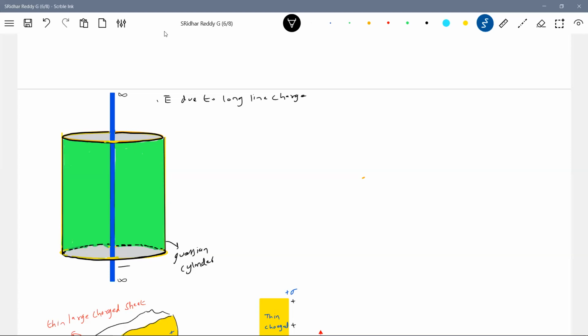So at a distance, what is the radius of this? Let it be r. What is the length of the cylinder? Let it be x. Linear charge density of this be lambda. It's a positively charged line. I want the field strength at a distance r. We know it is lambda by 2 pi epsilon naught r.